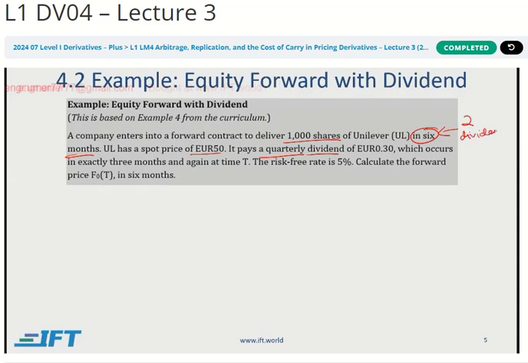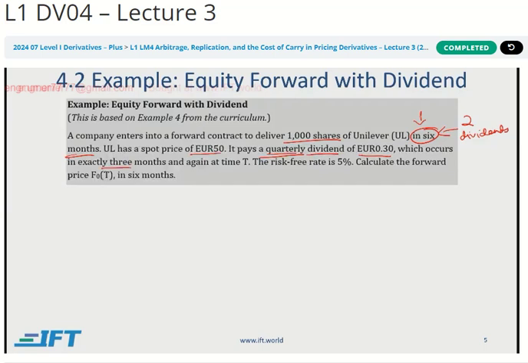Let me just repeat that. We have a dividend which is quarterly, which means every 3 months we are getting a 30-cent dividend. Whereas this future contract is for 6 months. So during the life of the contract, which is 6 months, we're going to get 2 dividends.